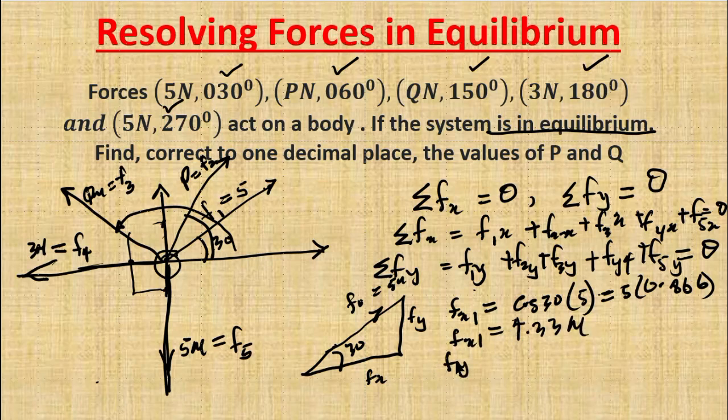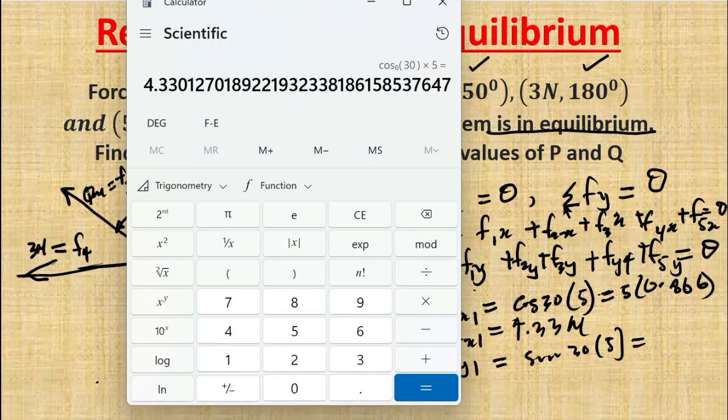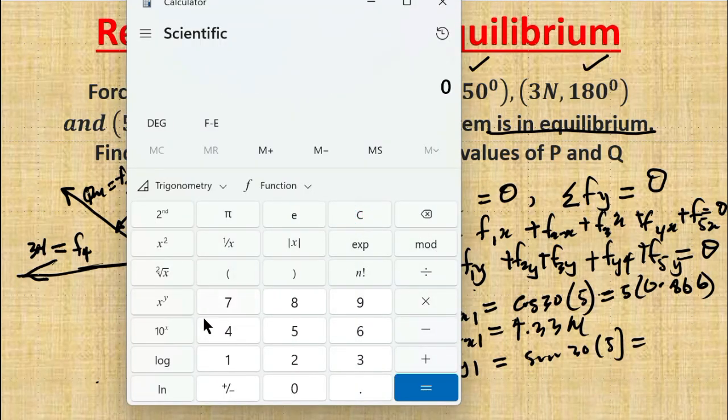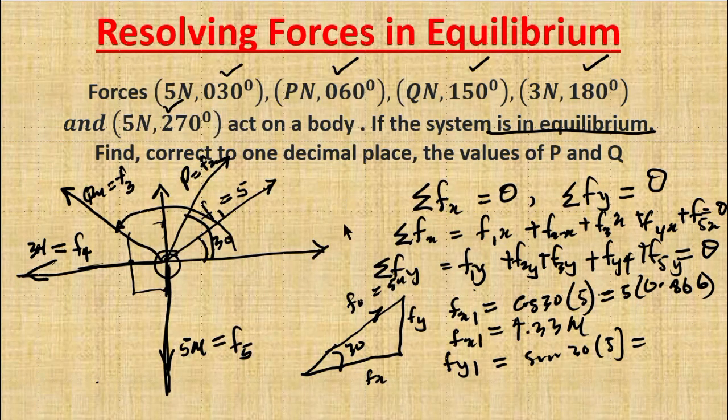And same thing, Fy of 1 will be the same thing as sine 30 into 5. Sine 30 is 0.5. Let me just confirm that. That's 30, and the sine of 30, that's 0.5 times 5, that's 2.5 Newton. I haven't solved this for F1.